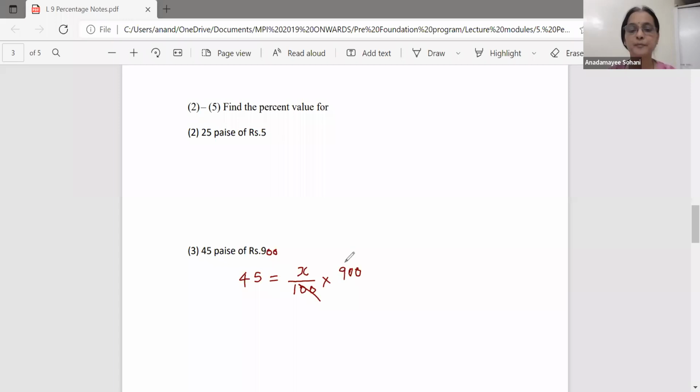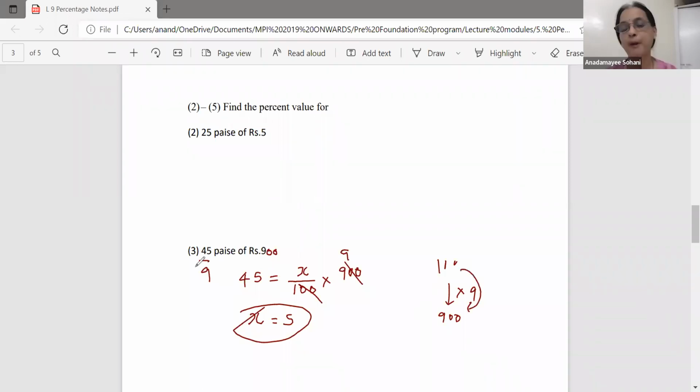100 ones are 100 nines. 9x is 45. X will be again 5. Do it by the same method. To go from 100 to 900, I had to multiply it by 9. I divided 45 by 9 and I got the answer. So I'm making this 9 times. I will have to bring it down to 9 times to get my answer.